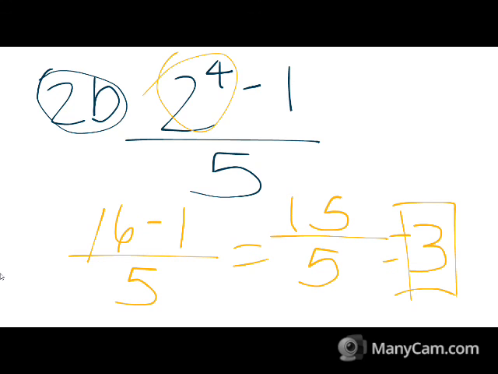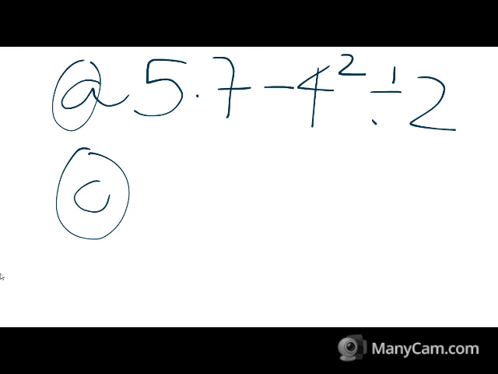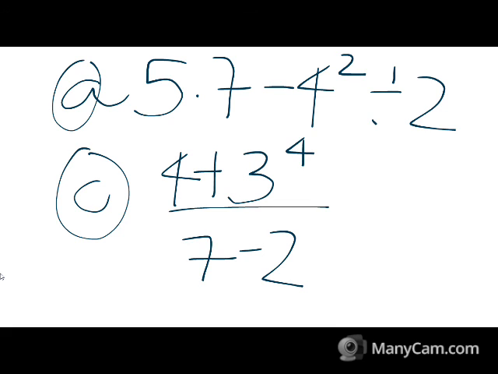So why don't you try the Got It? Let me write it for you. Why don't you do 5 times 7 minus 4 squared divided by 2. And try letter C, 4 plus 3 to the 4th divided by 7 minus 2. So, just a word of caution, whenever you do the division like this, do what's on top here, and then divide.